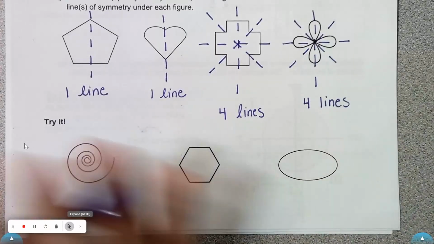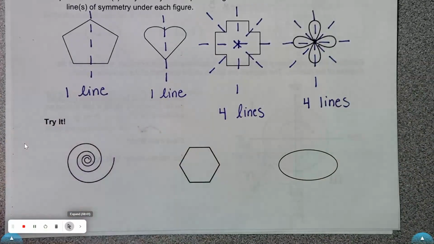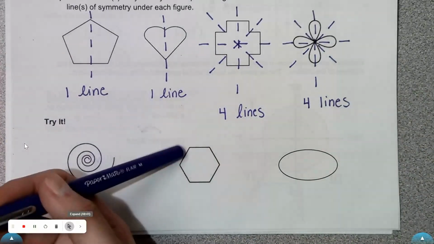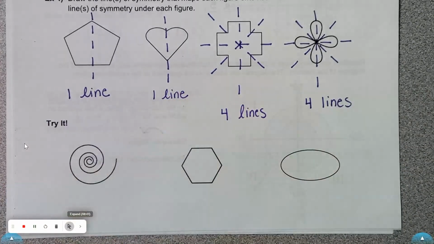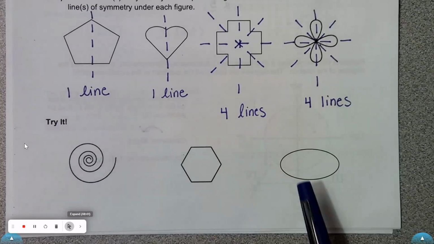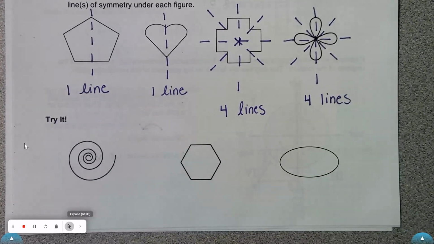All right, what I would like you to try is the 3 at the bottom, like the spiral, the hexagon, and the oval. Draw the lines through each one and then write how many lines you drew through each one. Pause the video so you can work on it. And then once you have it, unpause so I can show you the correct answers.